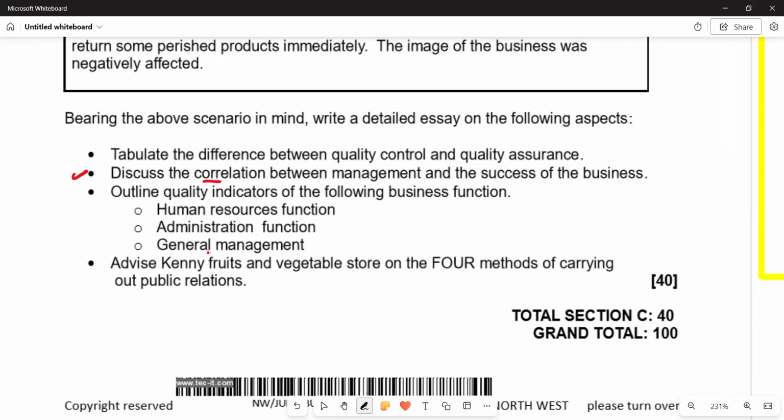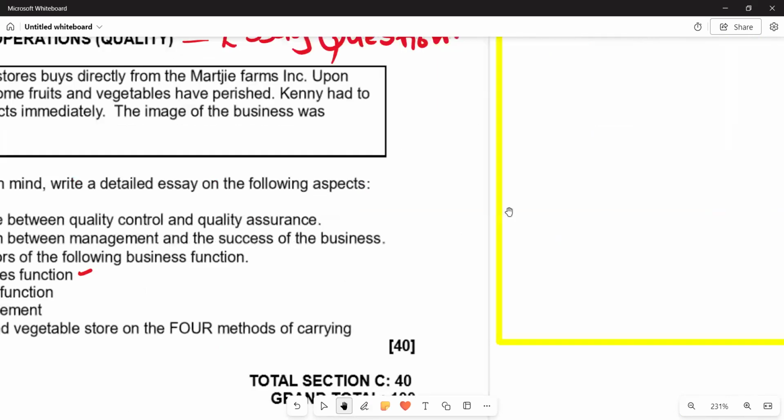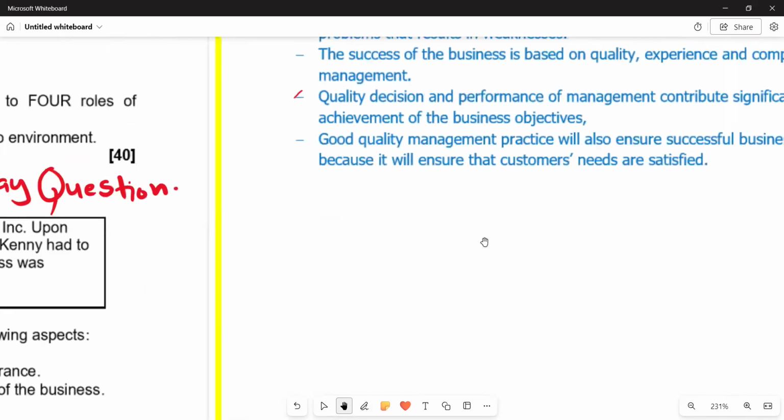So we are saying for us to have a good human resources function, what shows that there's a good human resource function is what we are referring to as quality indicators, outlining the quality indicators. So indicators are how do we see that we've got a good human resources function. Those are the indicators that we are going to try to put down. The same applies to administration and general management. So we go there and try to see what we have in terms of our answer section.